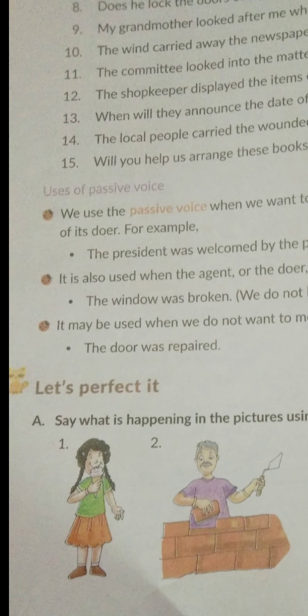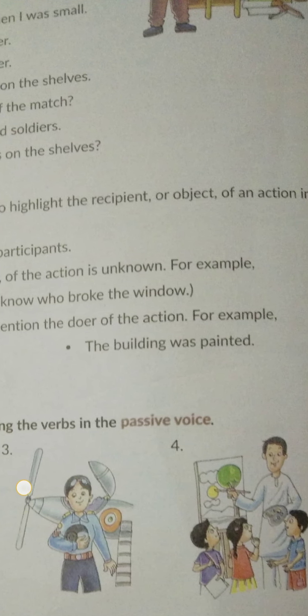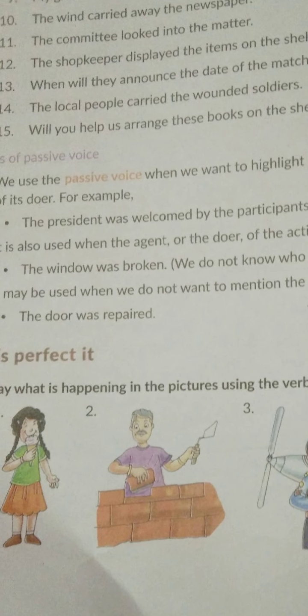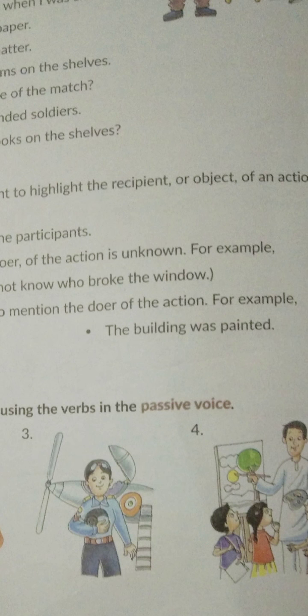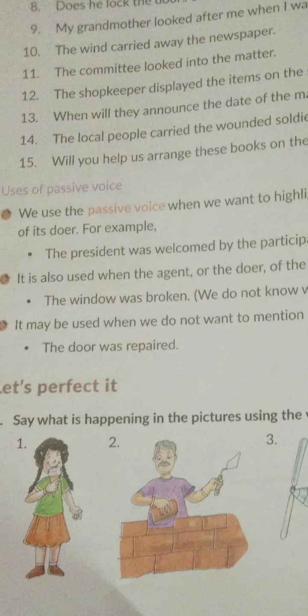We use the passive voice. It may be used when we do not want to mention the doer of the action, like the door was repaired, the building was painted. So definitely by someone it was painted and by someone it was repaired, but it is not mentioned here. So in passive we can omit the agent also and we can write like this. But if the agent is given in the active voice, we have to mention it in the passive voice.